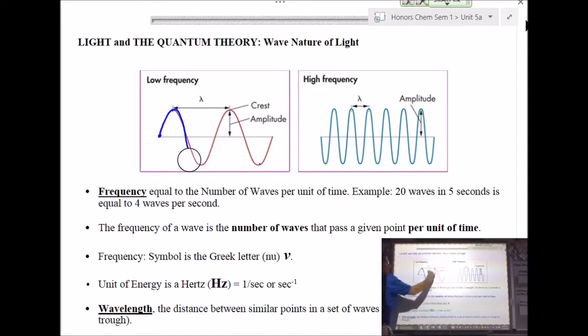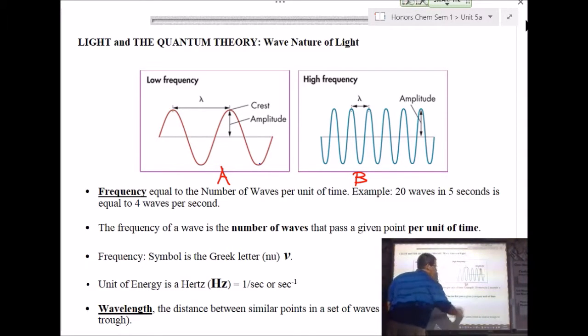That is one wave. So if I were to ask you which one had more waves, let's say we call this A, we call this B, obviously B has more waves because it has more up and downs than this one on the left. The length is larger in A than it is in B.